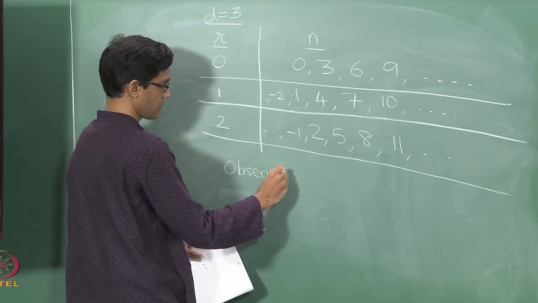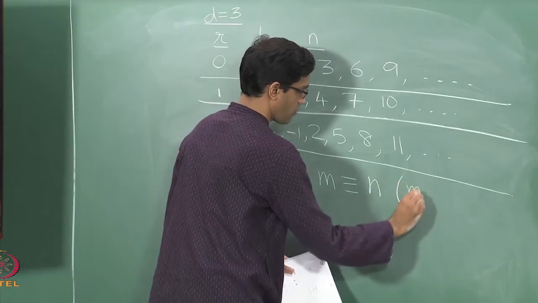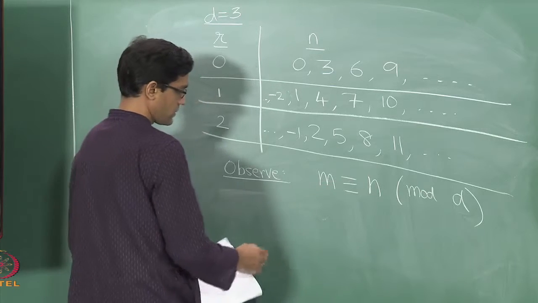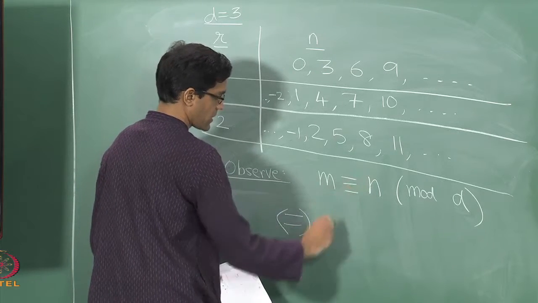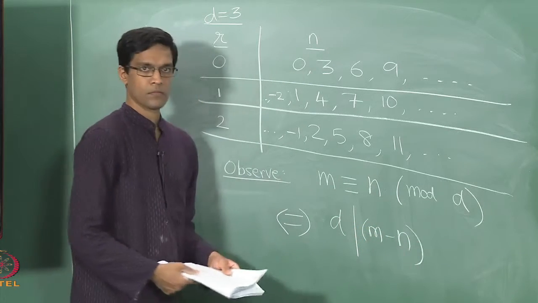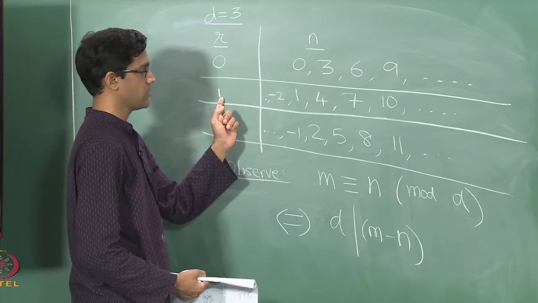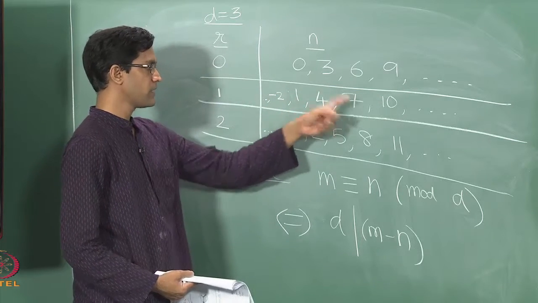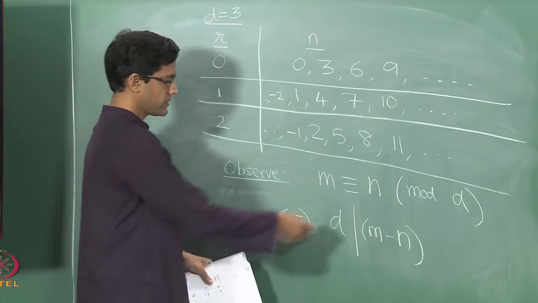Okay, so observe, sort of an easy observation here. If m and n are congruent to each other mod d, in other words they both give you the same remainder, here's an alternate way of saying this. This is the same thing as saying that d divides their difference. We are already seeing it by example in this case. If I take any two numbers which give me the same remainder, for instance in the second row here, they both give me remainder 1, their difference is always a multiple of 3. So the difference is going to be divisible by d.